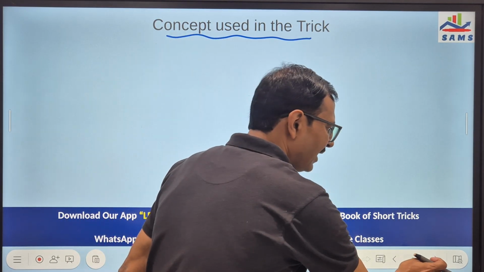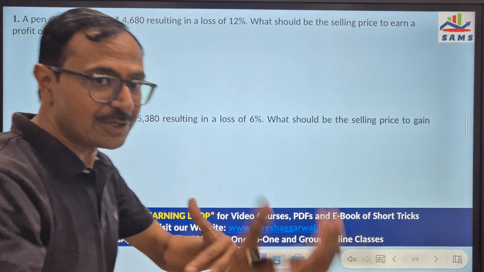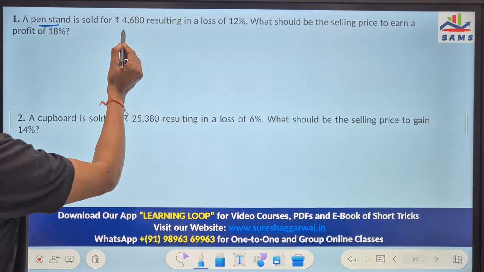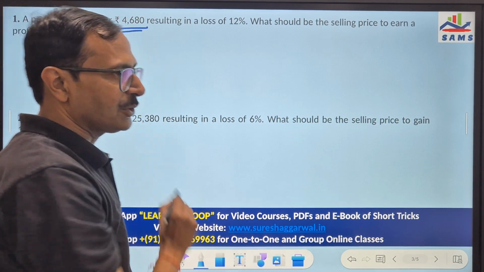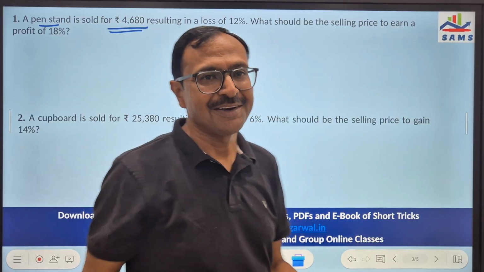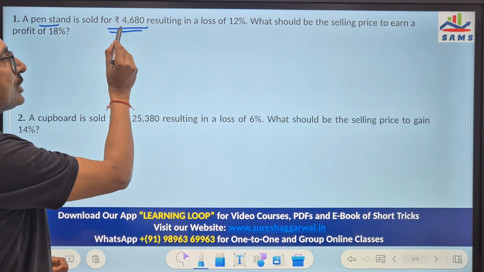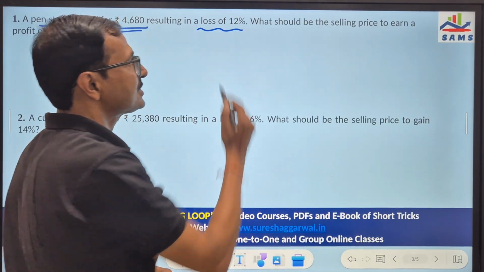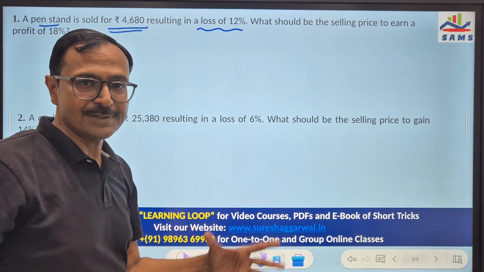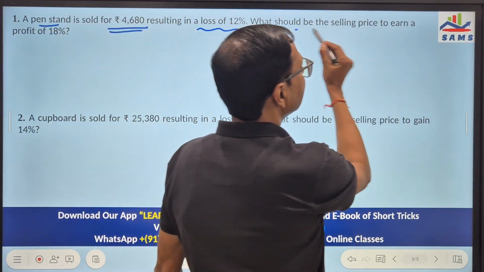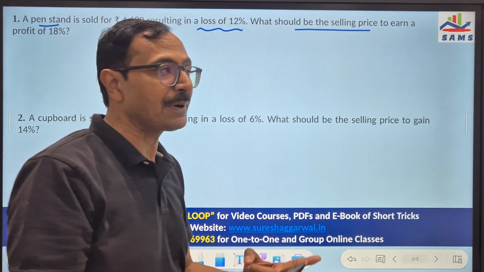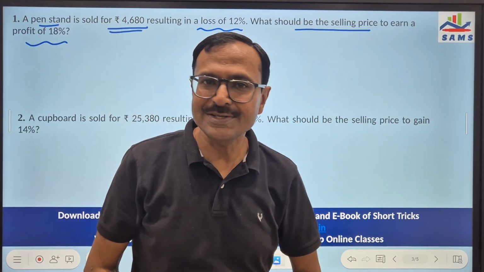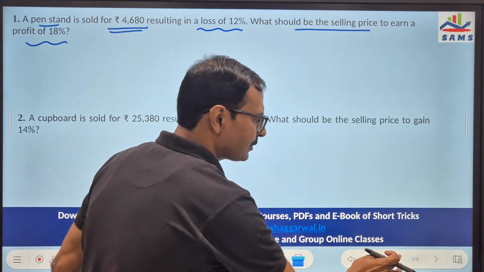So friends, let's see this question and then I'll go back to the concept. A pen stand. So it's a huge pen stand, maybe some jewels are fitted in it. So rupees 4,680 was the selling price, and still it was getting a loss of 12%. Now we want to sell it and we want to find what is the selling price so that we earn a profit of 18%. Now that is the question. So I'll go back to the concept of the trick.